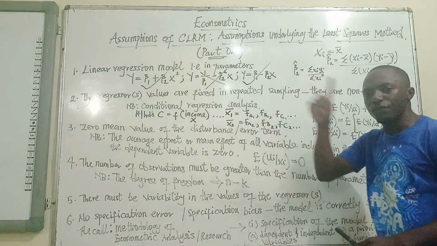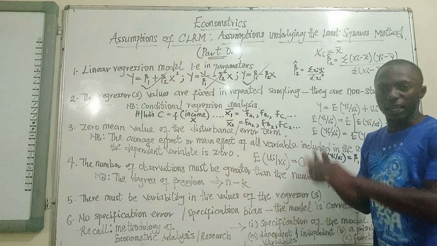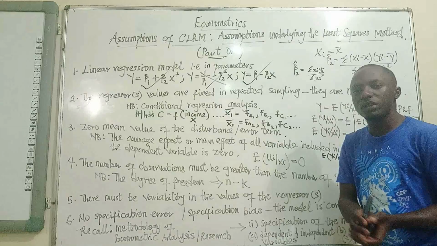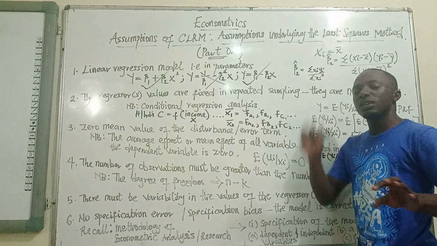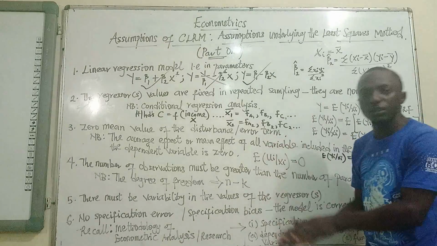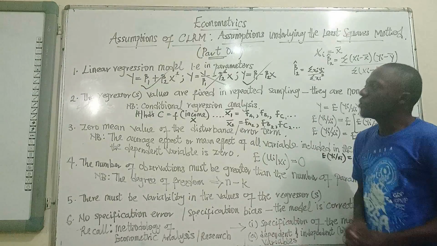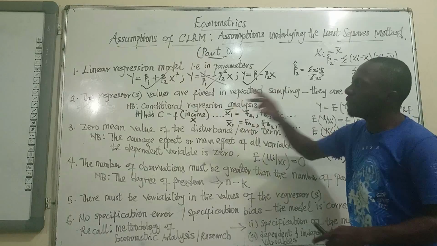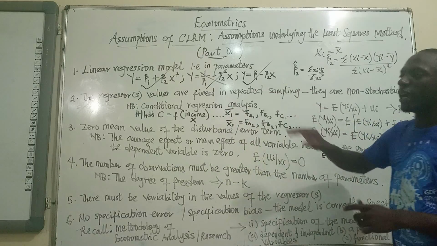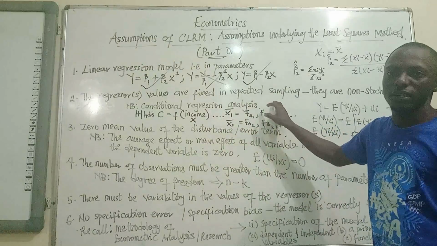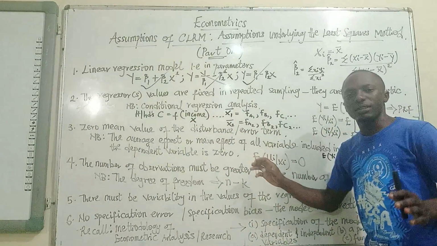That's it. So its values are fixed. So the aim is to predict the average value or the mean value of the dependent variable given fixed values of the regressors or the explanatory variables. So in repeated sampling, the values of the regressors are fixed. And this is basically what we call conditional regression analysis. And what does this mean?